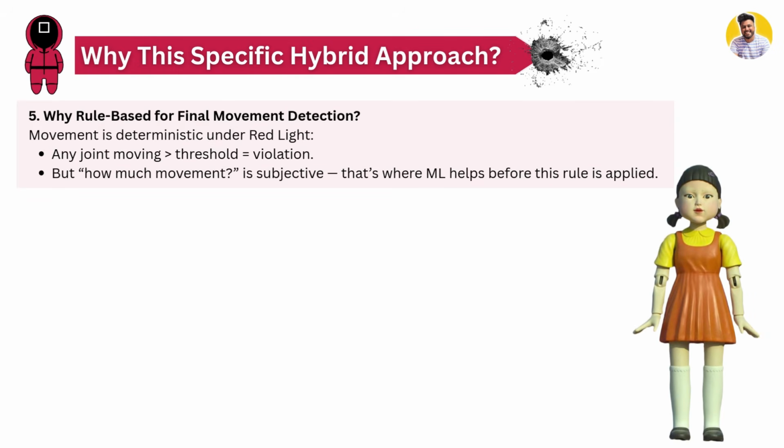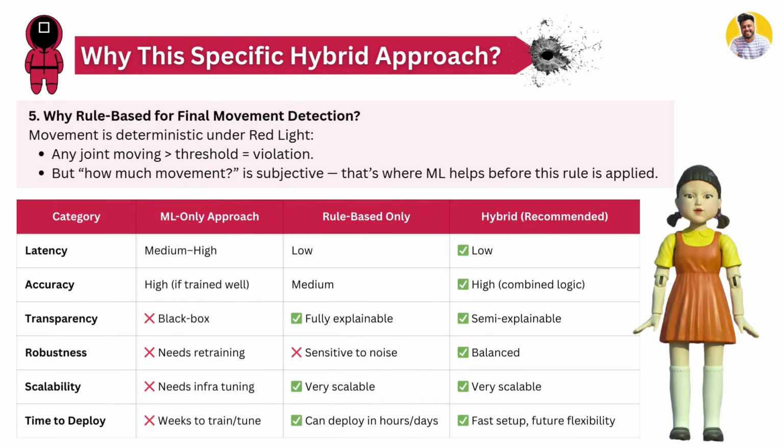Because movement is deterministic only during the red light. So if any joint movement is greater than the threshold, we call it a violation. But how much movement is subjective? So that's where the ML helps before this rule is applied. So here is the summary of the ML-based, rule-based, and hybrid approaches that gives you a clear view of why we use the hybrid approach, because it has everything better and balanced for us.